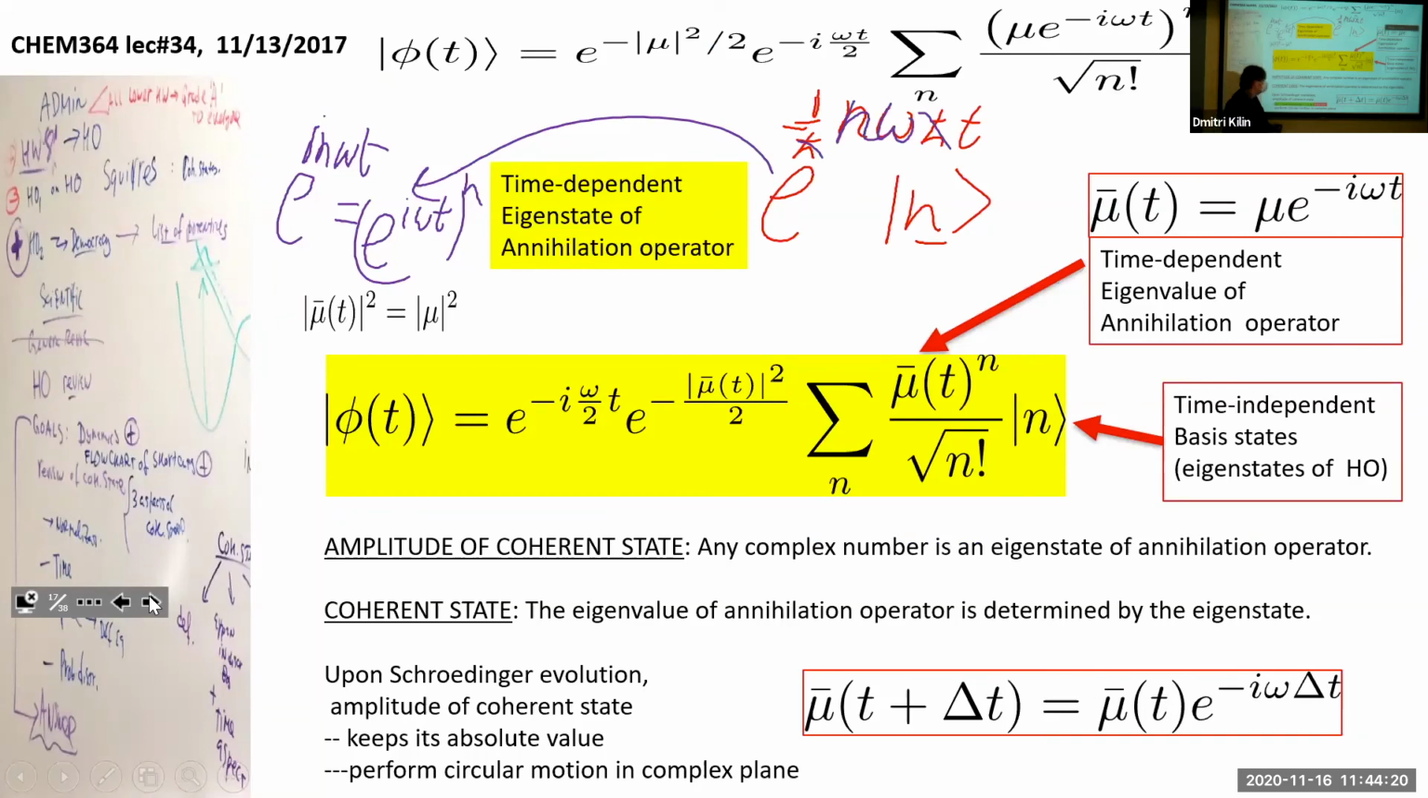So now I'm arriving at the last slide of the previous logical lecture where I wanted to arrive. If we admit that the eigenvalue depends on time according to this law, then this time-dependent eigenvalue plugged in here will give a time-dependent eigenstate of the annihilation operator.